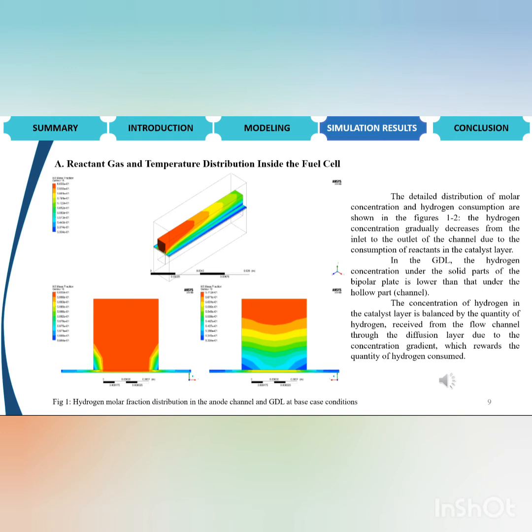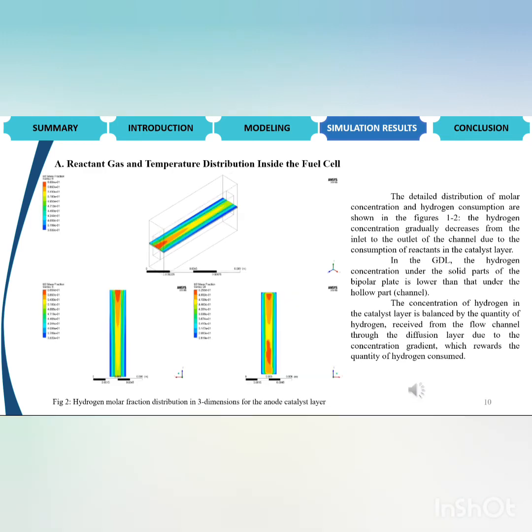So, for the simulation results, the reactant gas and temperature distribution inside the fuel cell. Figure 1 shows the hydrogen molar fraction distribution in the anode channel and GDL at the base case condition. In the GDL, the hydrogen concentration under the solid parts of the bipolar plates is lower than that under the flow channel parts. So we have figures 1 and 2. The concentration of hydrogen in the catalyst layer is balanced by the quantity of hydrogen received from the flow channel through the diffusion layer due to the concentration gradient, which lowers the quantity of hydrogen consumed.